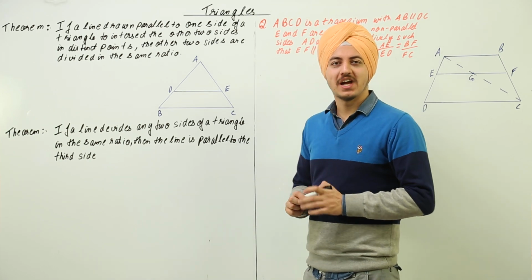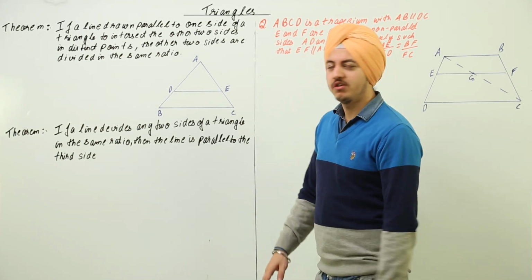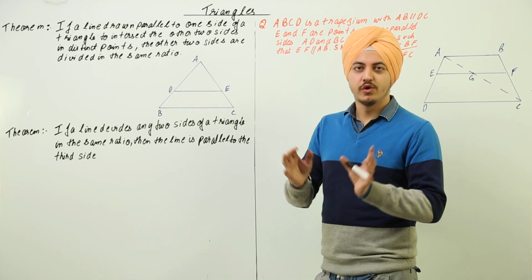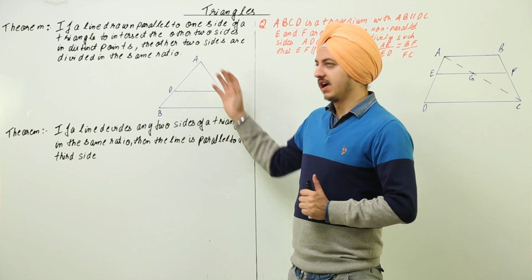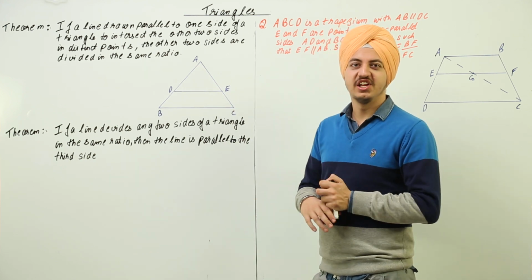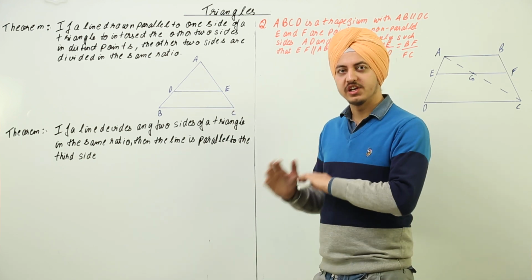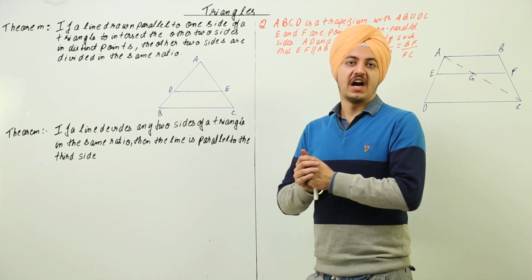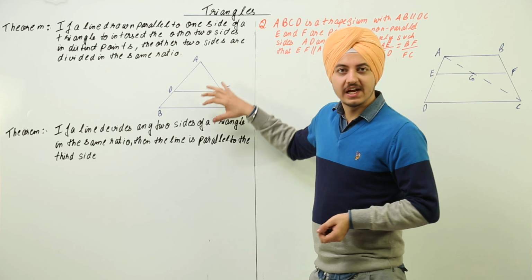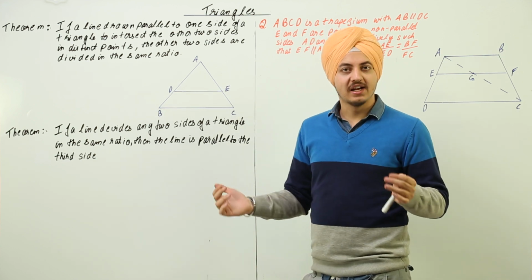Now we're moving on to the chapter triangles. First of all, we all know what triangles are. We all know a few basic properties of triangles, like the sum of the angles is equal to 180 degrees, and there are various types of triangles like equilateral triangles with all three sides equal, then isosceles triangles with two sides equal and the opposite angles equal.